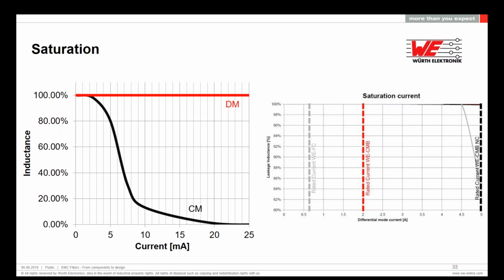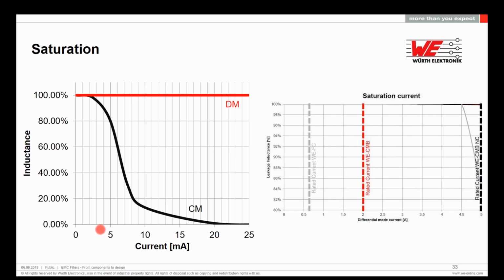So here I showed you two graphs, and in one of the graphs, we see the attenuation or the saturation of the choke in differential mode up to 25 milliamps. Here we can see in differential mode, we have no saturation up to this current. And in common mode, the choke is saturating really fast. If we set saturation as a 20% loss of inductance, we are already saturating with 5 milliamps.